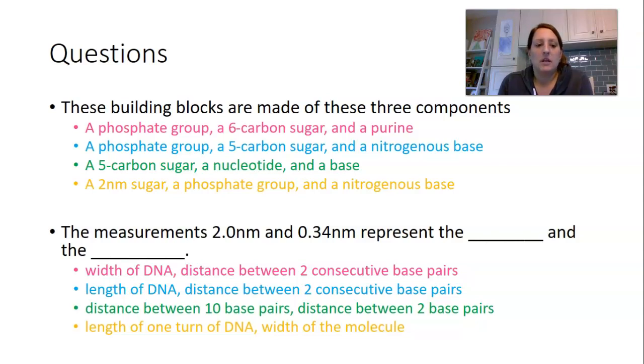Okay. Next question. The measurements 2.0 nanometer and 0.34 nanometer represent the blank and the blank. So is it the width of the DNA and the distance between two consecutive base pairs, or the length of the DNA and the distance between two consecutive base pairs? Or is it the distance between 10 base pairs and the distance between two base pairs? Or the length of one turn and the width of the molecule? I'll give you a second to look at that one.